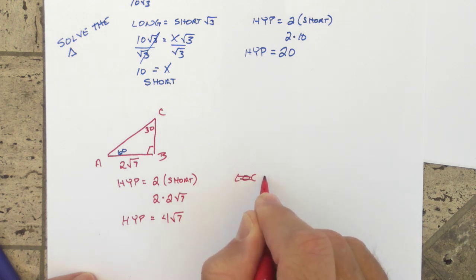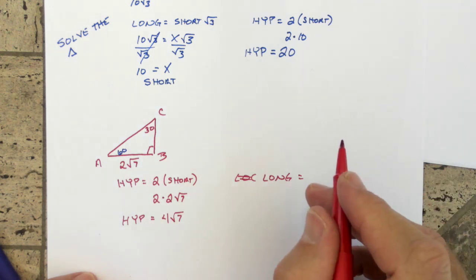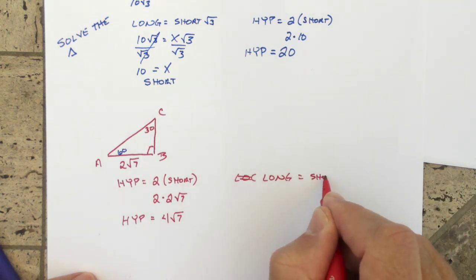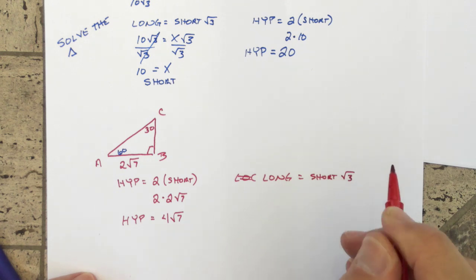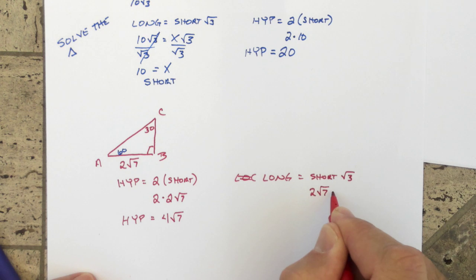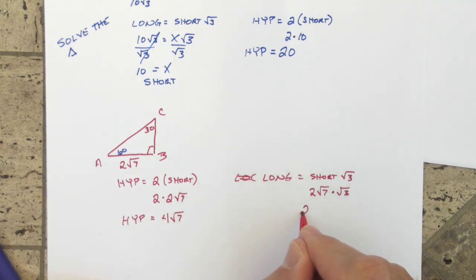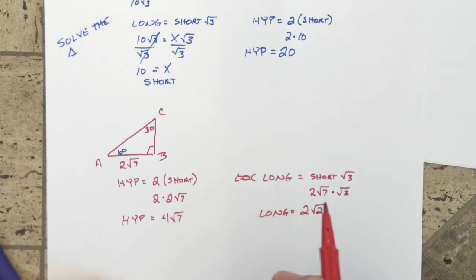Long, there we go. Long leg is equal to the short times the square root of 3. We know the short, opposite the 30-degree angle. So we're going to take 2 radical 7 times the square root of 3. Ladies and gentlemen, we should know that when we're multiplying, they get the same index. We multiply the radicands. The 2 on the outside is what it is. Stays out there. So our long leg is 2 times the square root of 21.